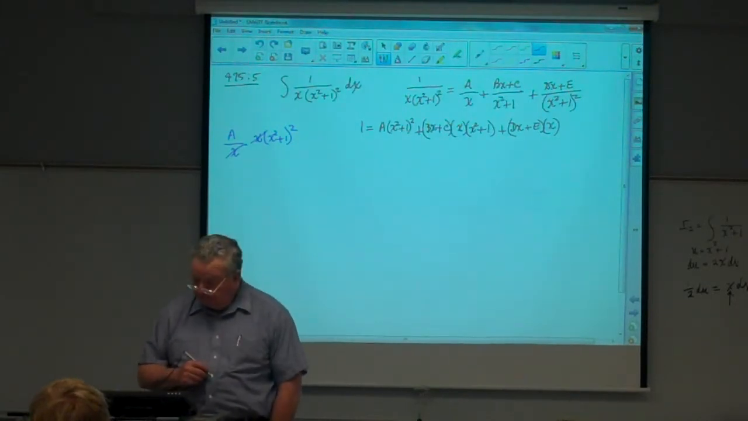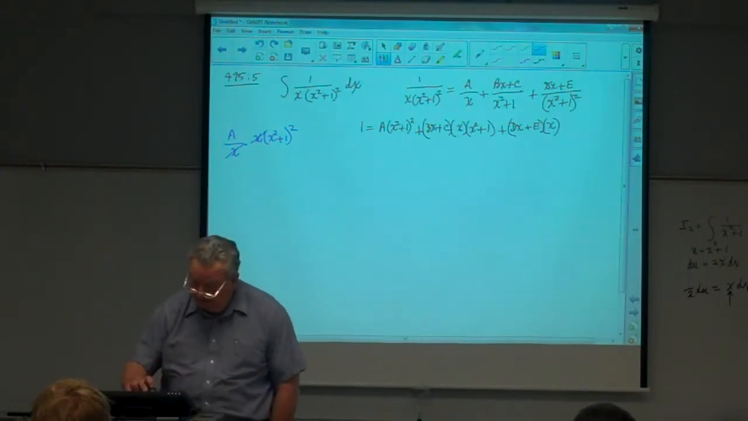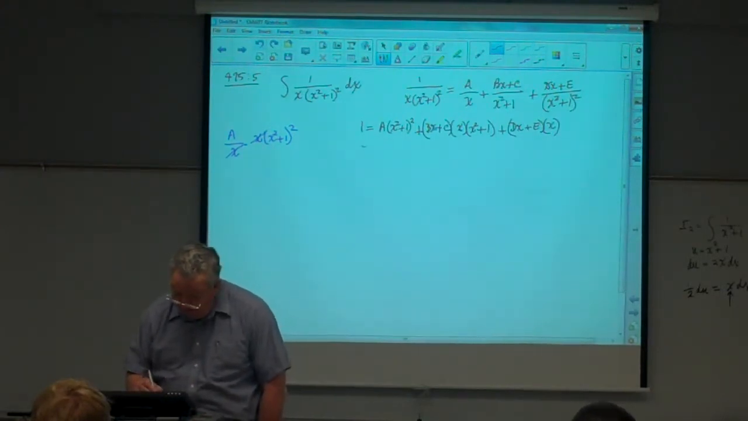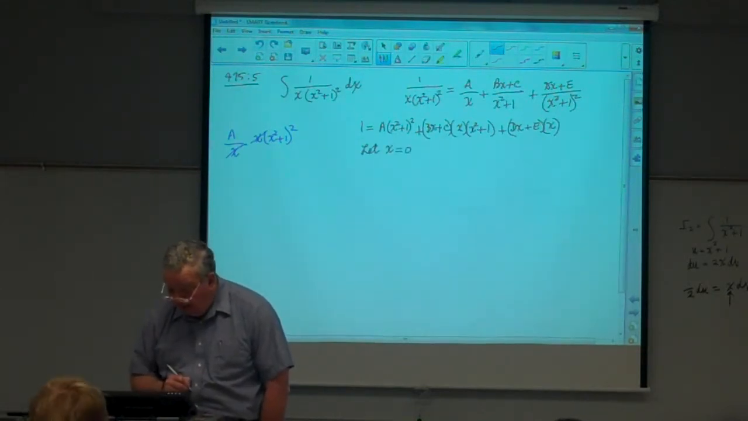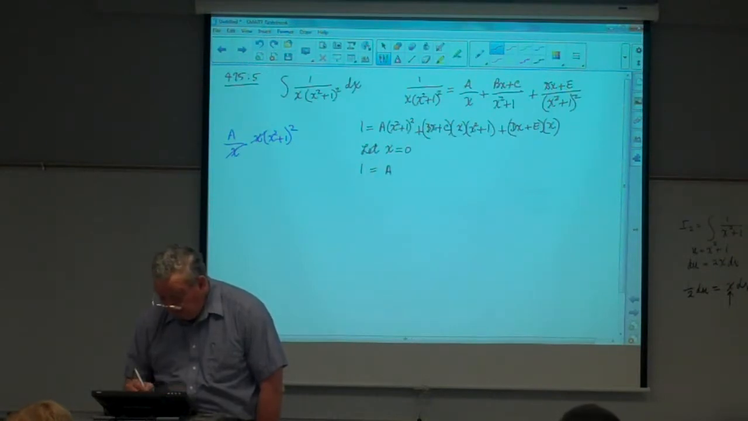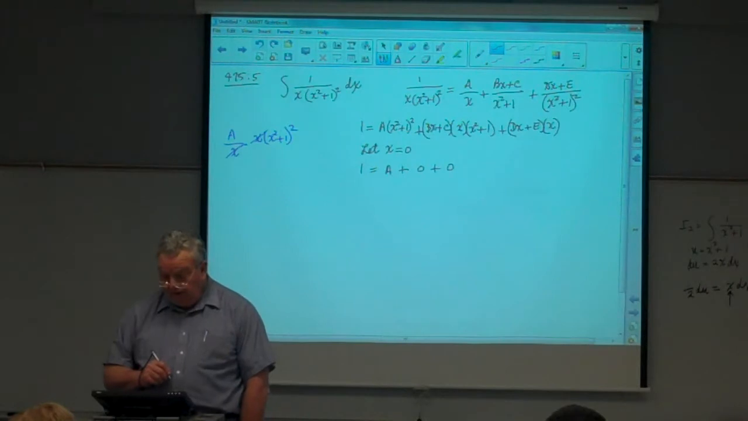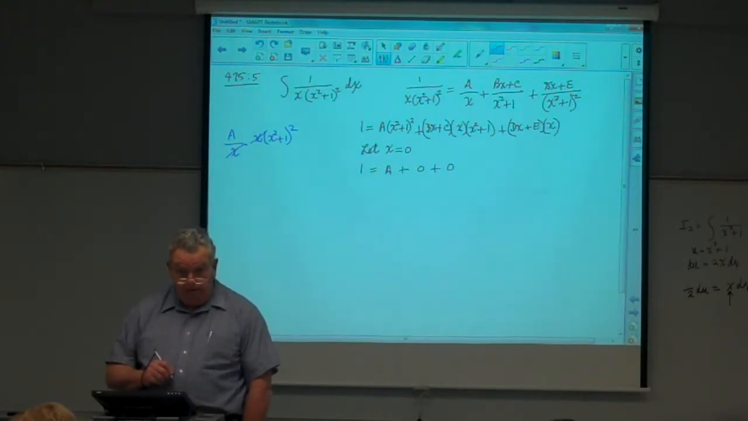Now, let x equal 0. Yeah, Jake, that's exactly what I was thinking. Can't let it equal 1. Let x equal 0. We'll get some help, won't we? I got 1 is equal to A times 1 plus 0 plus 0. Do you agree? Everybody?